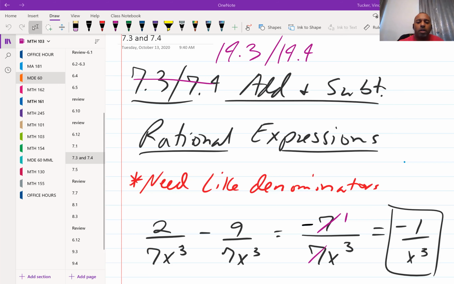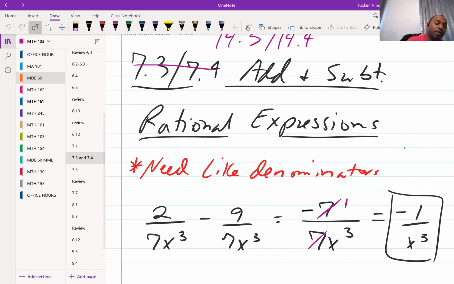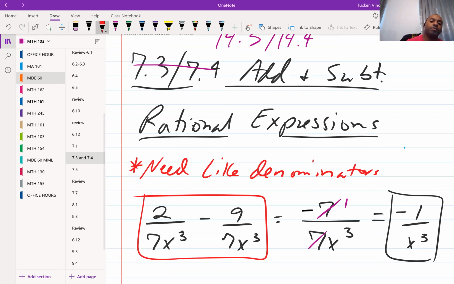Whenever you're adding or subtracting fractions, you need a common denominator. That same thing holds true when you're dealing with rational expressions. And if you have common denominators, all you would do is add or subtract the numerators and then go from there. So in this first one, this was the problem.